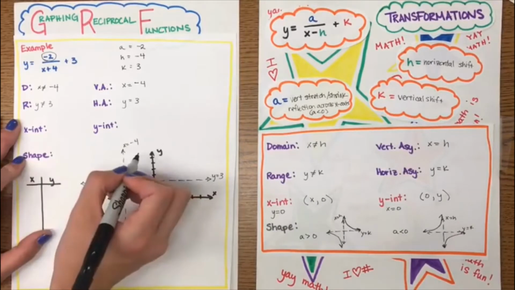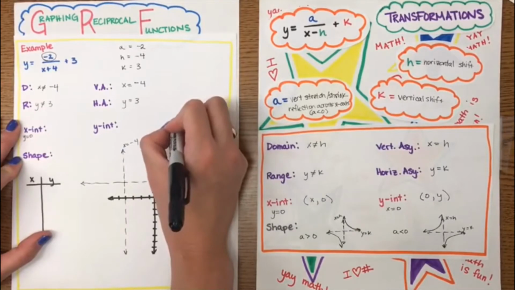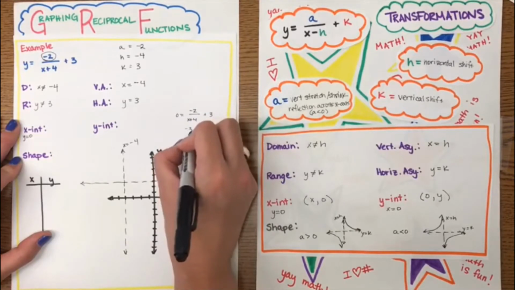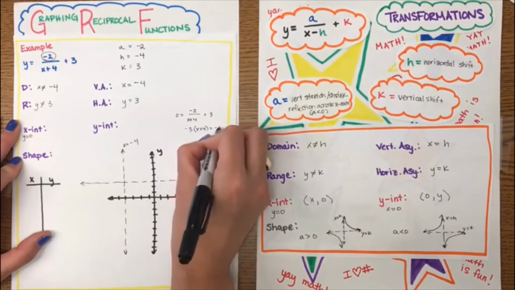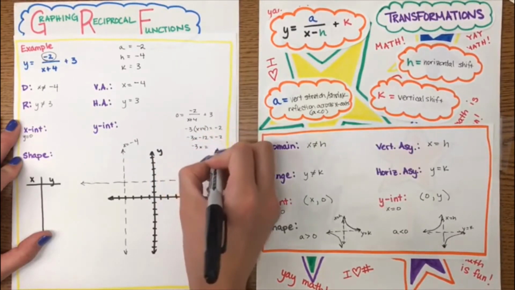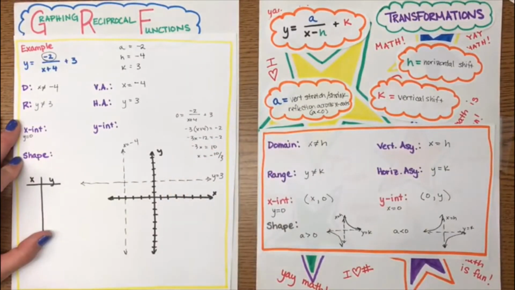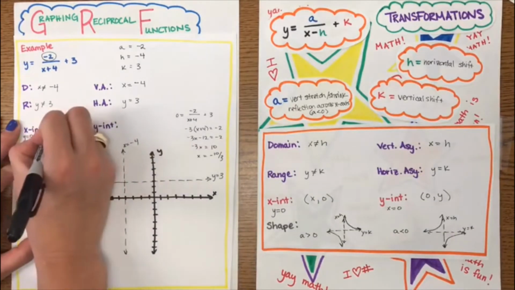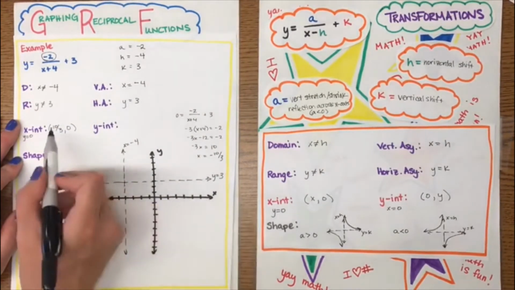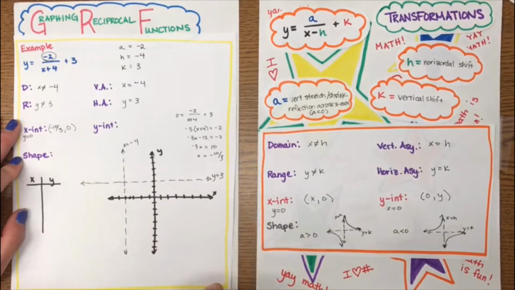Finding my x and y intercepts. My x-intercept is when y equals 0. So I plug in 0 equals -2 over x plus 4, plus 3. -3 times x plus 4 is equal to -2. If you go through and solve that, you get x equals -10 thirds. So -10 thirds, 0 is one point. That's -3 1/3, 0, so that's going to be right there.